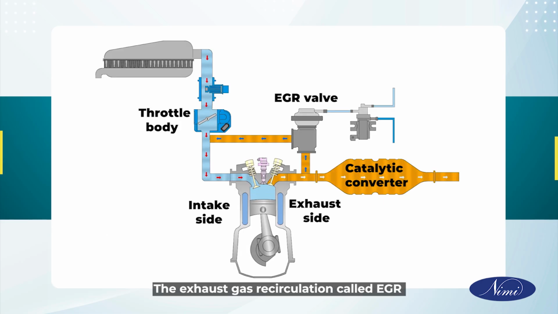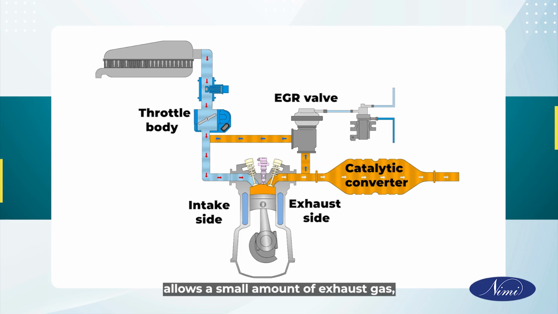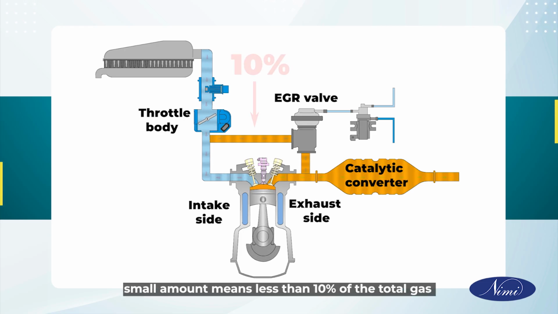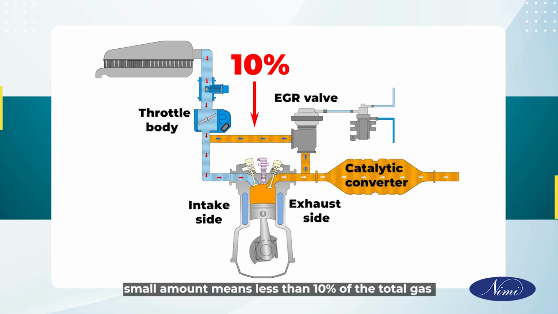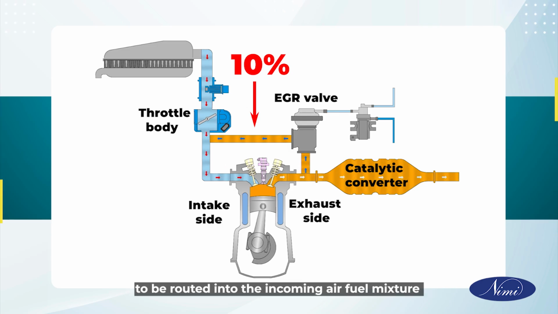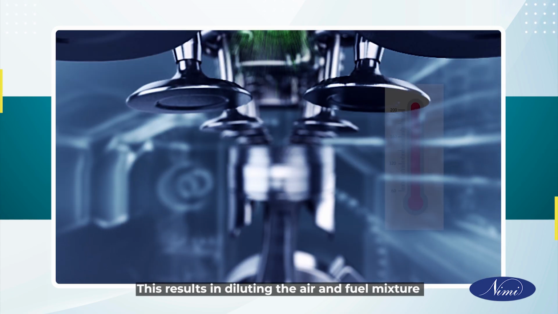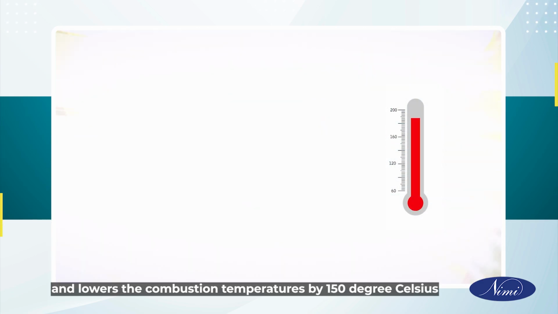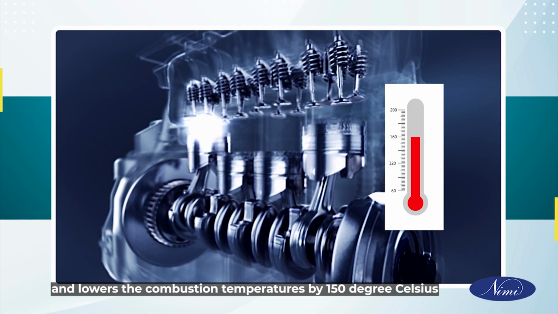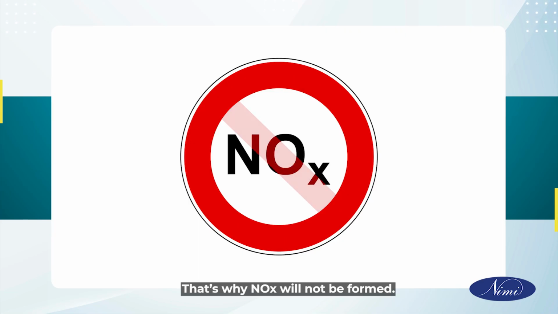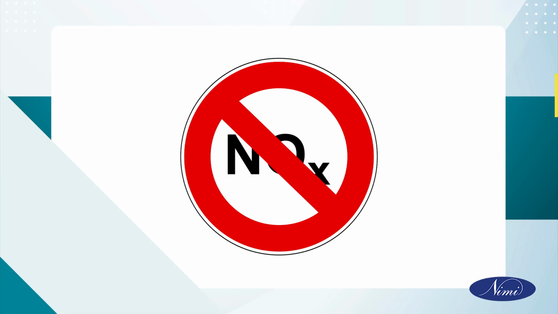The exhaust gas recirculation, called EGR, allows a small amount of exhaust gas. Small amount means less than 10% of the total gas to be routed into the incoming air-fuel mixture. This results in diluting the air and fuel mixture and lowers the combustion temperatures by 150 degrees Celsius. That's why NOx will not be formed.